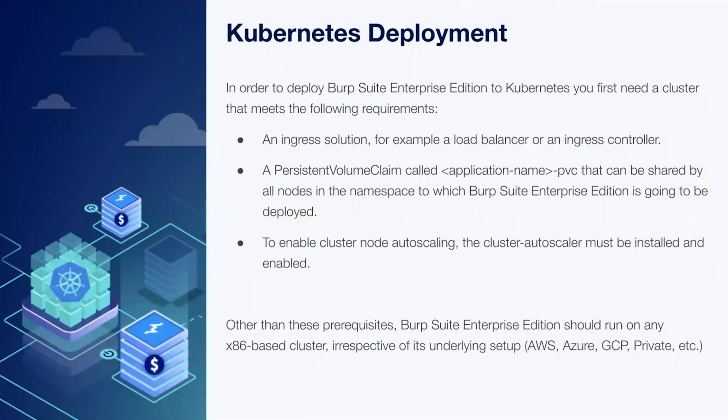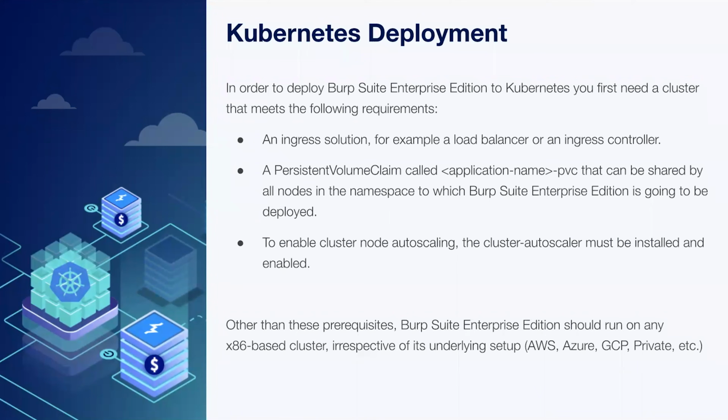For Kubernetes, we do have some prerequisites that you'll need to meet in terms of the cluster that we're deploying the application to. So this is going to be an ingress solution, typically a load balancer or ingress controller. We'll also need a persistent volume claim, so that's application-PVC, whatever name you give it, and that needs to be shared by all the nodes in the namespace to which we're deploying enterprise. And then for the auto-scaling scanning machines, the cluster autoscaler must also be installed and enabled.